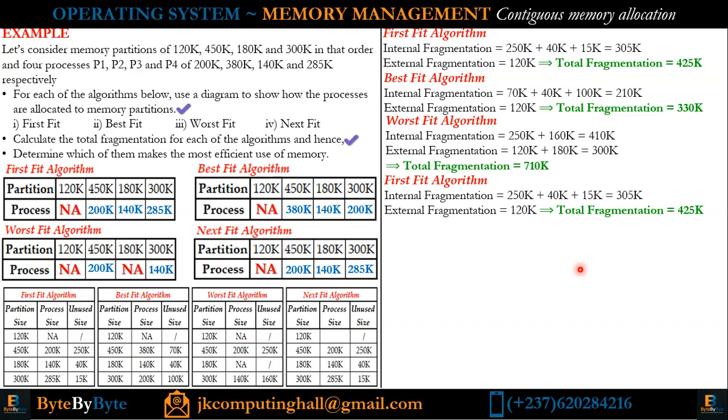The third part is now asking us to determine which of them makes the most efficient use of memory. You need to know that from the different allocation algorithms, the one that makes the most efficient use of memory is the one having the lowest total fragmentation. And in this case, it is the best fit algorithm. So the best fit algorithm makes the most efficient use of memory since it has the lowest fragmentation.